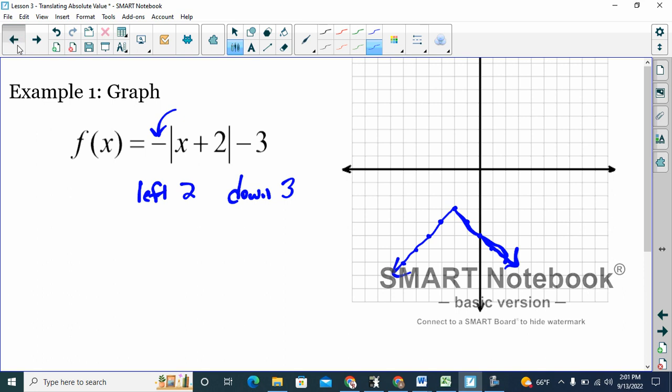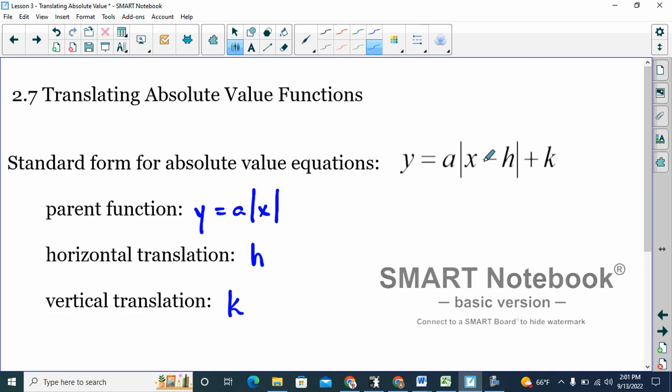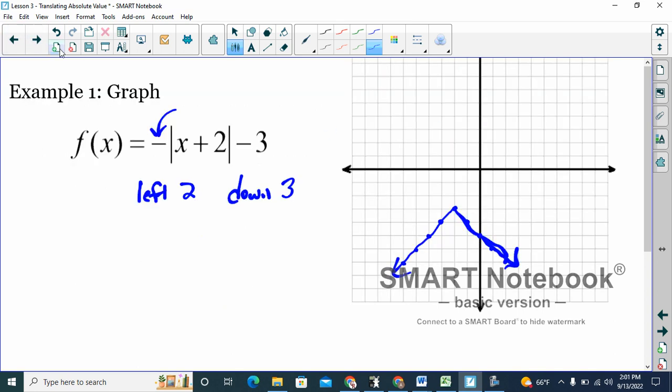Again, it has to be in this form in order to do that translation. If I have a number right here in front of the x, some number other than 1, you cannot translate it. If it was 2x minus 4, we'd have to rewrite it so that it's in this form, which we'll talk about here in a little bit.